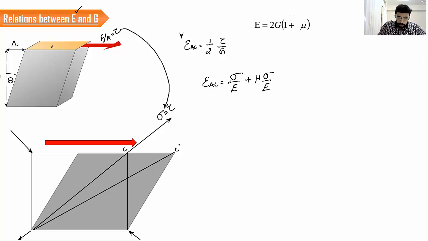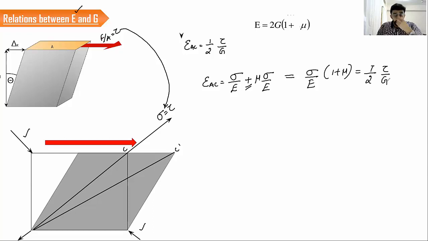This sigma by E is the stress acting in the diagonal direction, and mu into sigma by E is due to the stress acting in the opposite diagonal. The stress acting in the other diagonal also tries to increase the length of the diagonal, thereby we introduced a positive sign here. So this can be rewritten as sigma by E into 1 plus mu, and we know that this is nothing but 1 by 2 into tau by G.